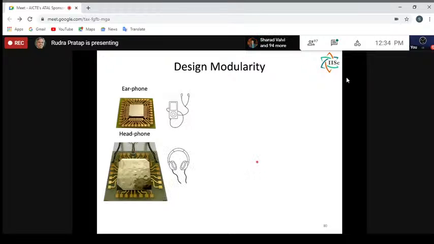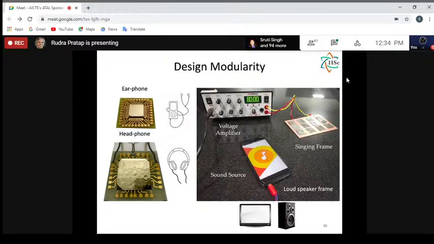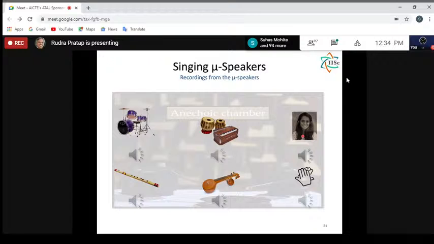So we can use it in an earphone, maybe just a single transducer, you can use it in your phone, or a bunch of them we can use as an array in a headphone, or you can make arrays of arrays and use it as a picture frame speaker inside the house as a singing frame. So we have been able to make these speakers. This is our patented speaker, and we are working on improving its performance.